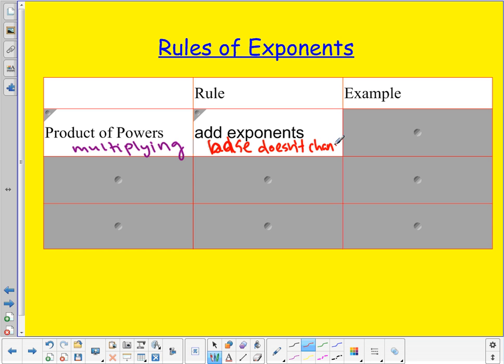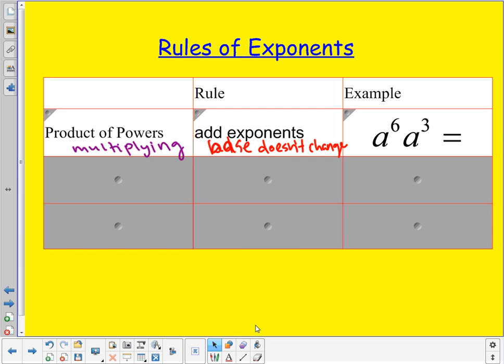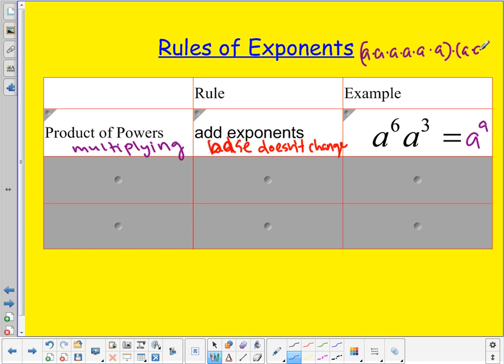So for example, if I look at something like a to the 6th times a to the 3rd, my base is still going to be a, but now I add the exponents and I get a to the 9th. This is like saying a times a times a times a times a times a, that's a to the 6th, times a times a times a, that's a to the 3rd. If you put them all together, there are 1, 2, 3, 4, 5, 6, 7, 8, 9 of them. That's a to the 9th power. So my base didn't change, but my powers were added.